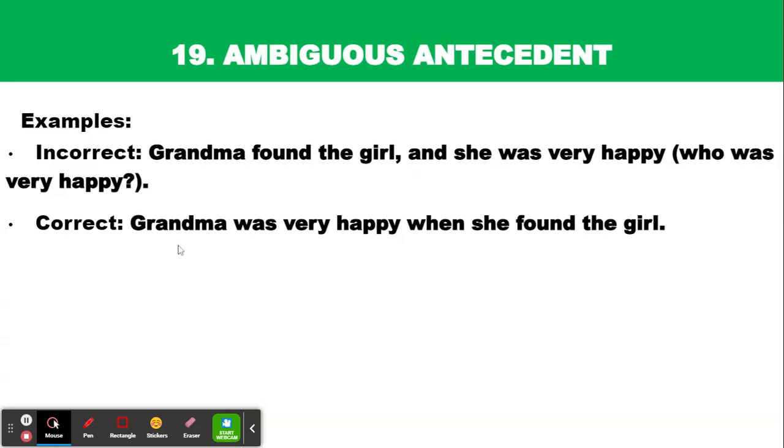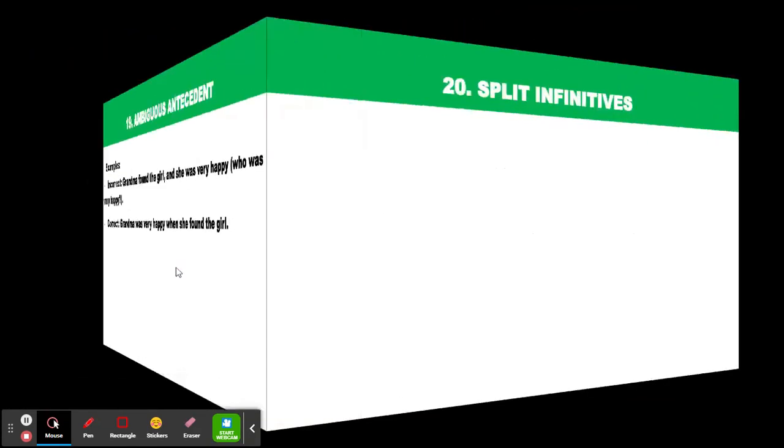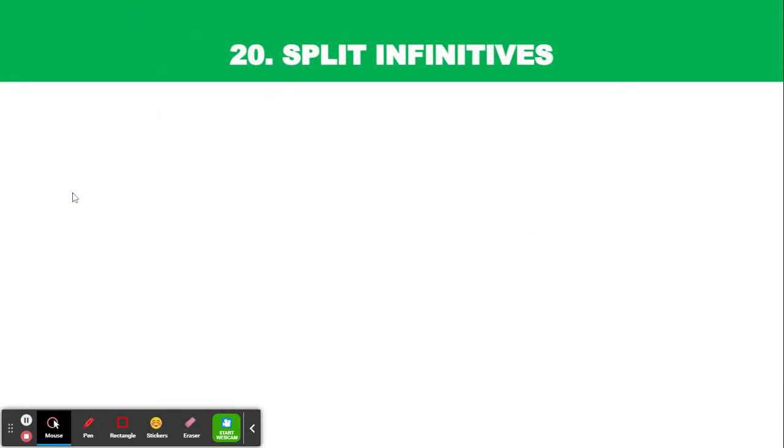So the correct thing is to place the antecedent very close to the noun it refers to. For example, "Grandma was very happy when she found the girl." Not necessarily very close to it, but of course, because we know now that "she" refers to grandma here. All right. "Grandma was very happy when she found the girl." That makes it very clear. You remove the ambiguity.